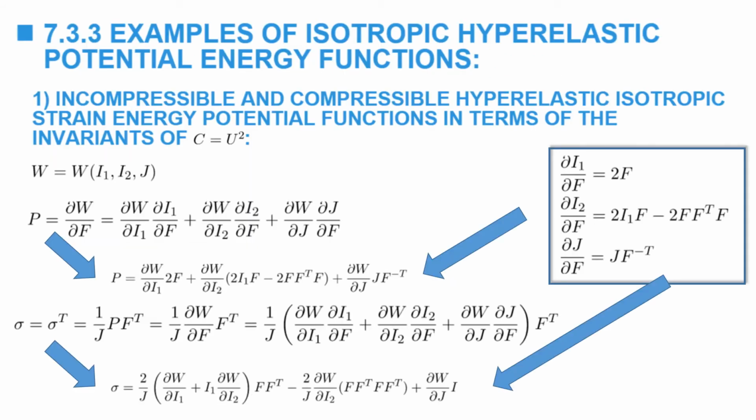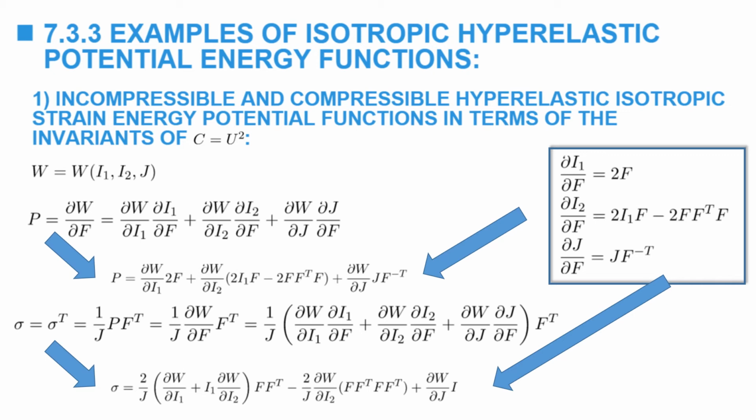Alright, so knowing these derivatives, I can then substitute. Instead of partial I1 by partial F, I'm going to put 2F. Instead of partial I2 by partial F, I'm going to put 2I1F minus 2F F transpose F. And instead of partial J by partial F, I'm going to put J F negative transpose. And knowing the relationship between sigma and P, and substituting, I will get the expression for sigma.